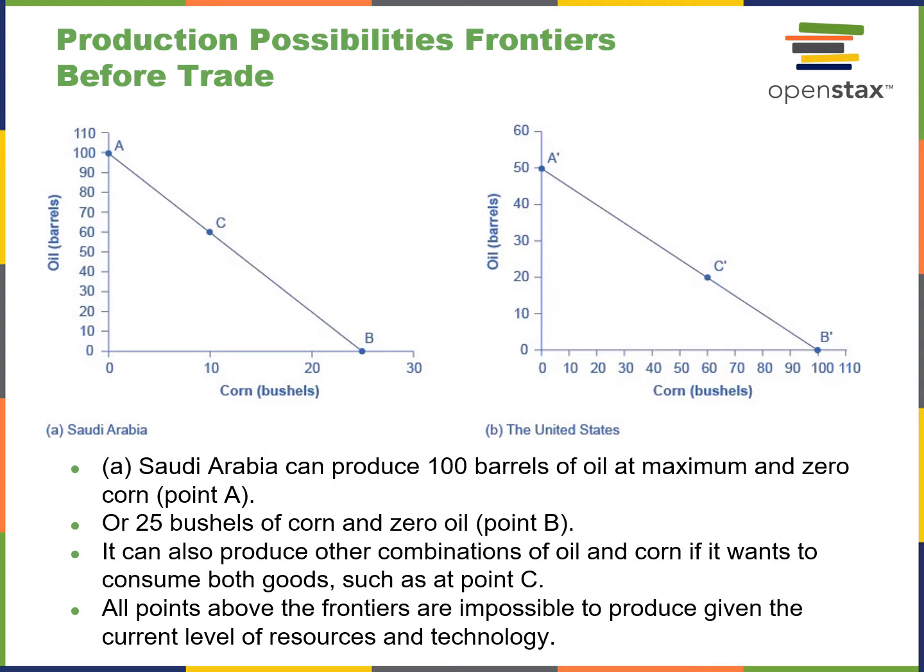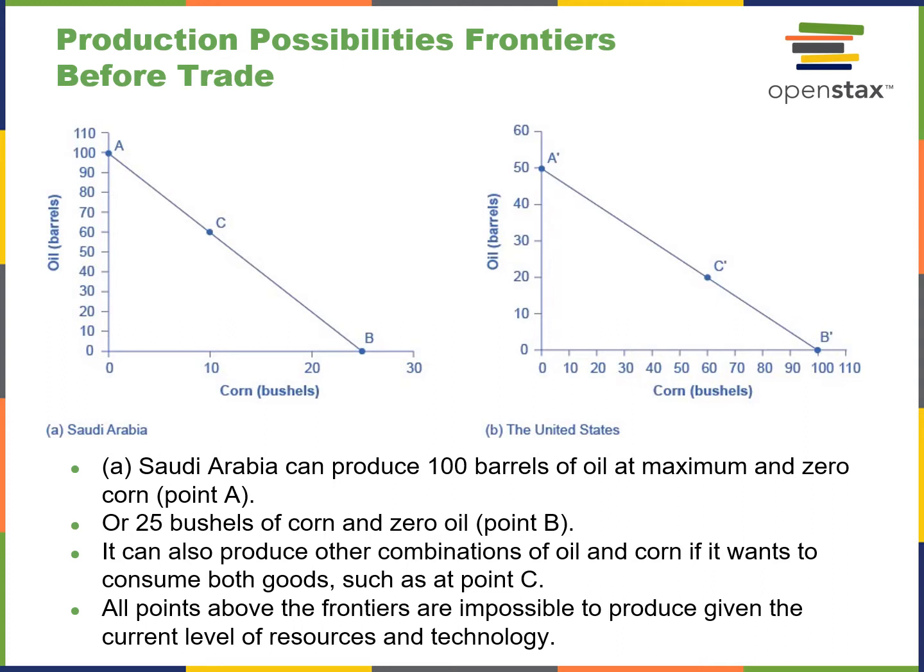On graph A, we're talking about producing 100 barrels of oil at a maximum and zero corn. And really, that's probably a pretty accurate graph. I don't picture Saudi Arabia bothering to produce any kind of corn whatsoever, or 25 bushels of corn and zero oil, as compared to the United States. So basically, these are the two extremes, A, B, and then there's something in the middle.